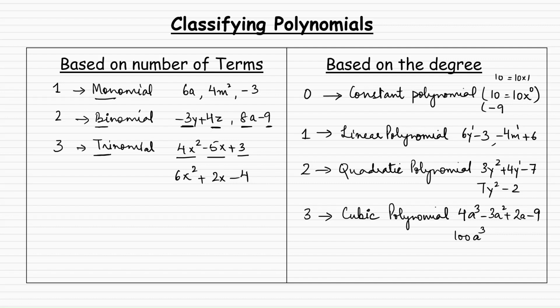And then we have degree 4, degree 5, degree 6 polynomials, which have no as such special name. Sometimes we call a degree 4 polynomial a quartic polynomial, but degrees 0, 1, 2, 3 have these special names, which are more prevalent in the books. So this is the classification based on the degree and this is the classification based on the number of terms.